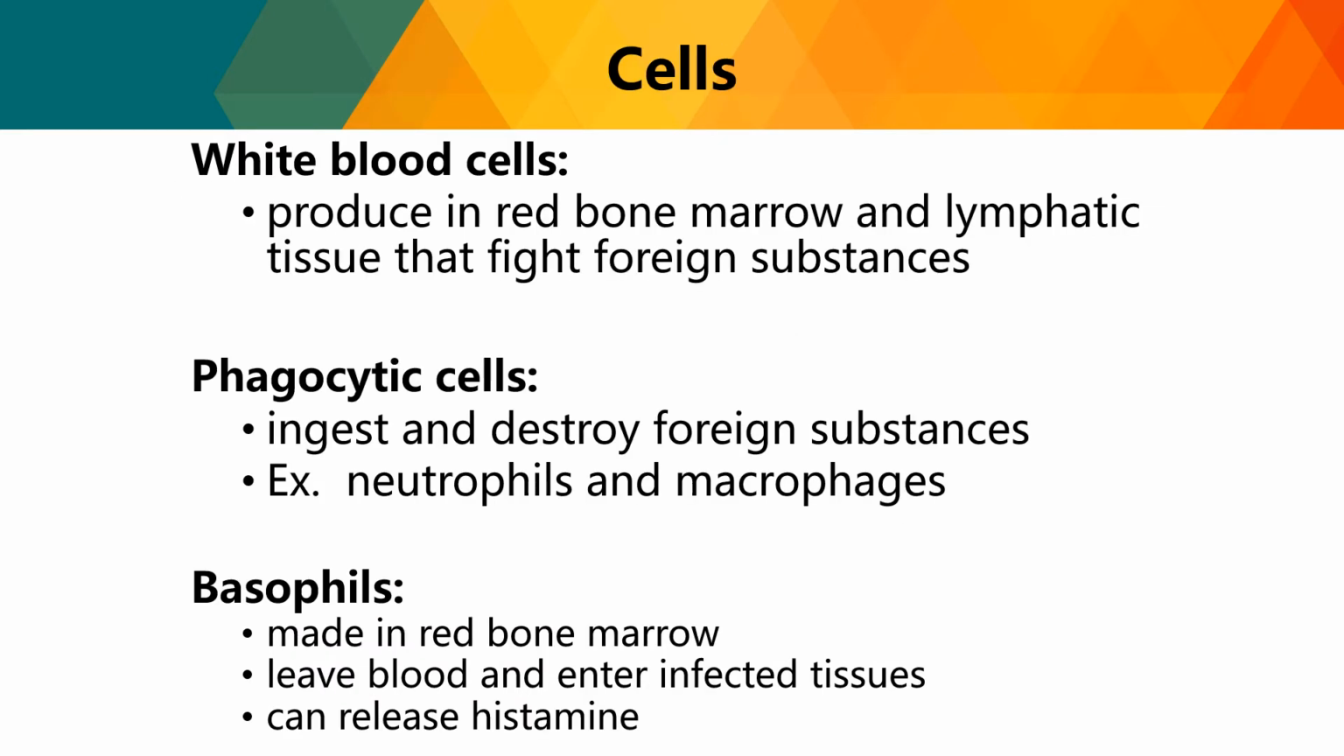Also included in the lymphatic system are the cells. So white blood cells produced in the red bone marrow and lymphatic tissue that fight foreign substances. You also have what you call the phagocytic cells, which ingest and destroy foreign substances. Example, your neutrophils and your macrophages. Next, you also have your basophils, which are made in the bone marrow. They leave blood and enter infected tissues, and they can release histamine.